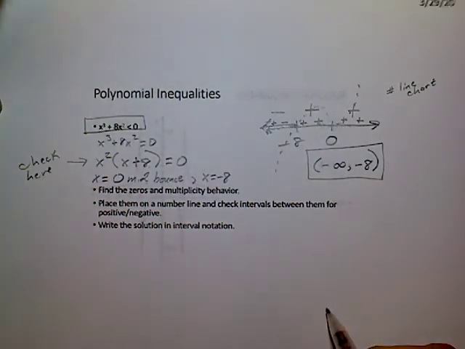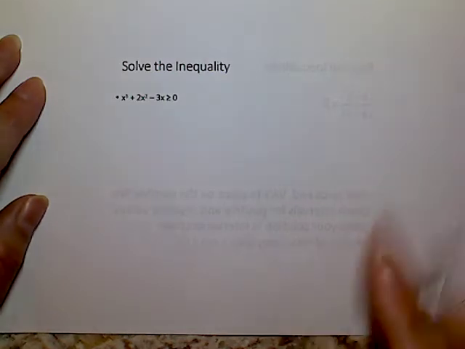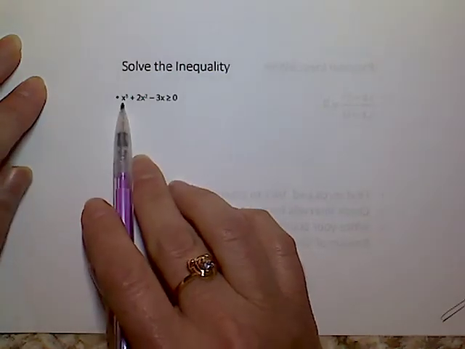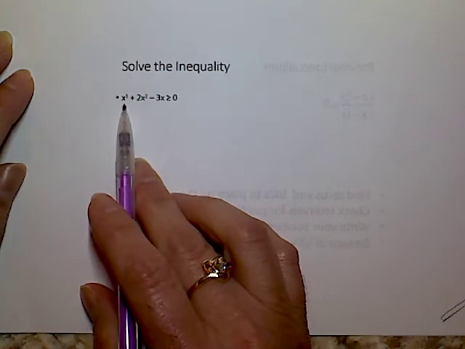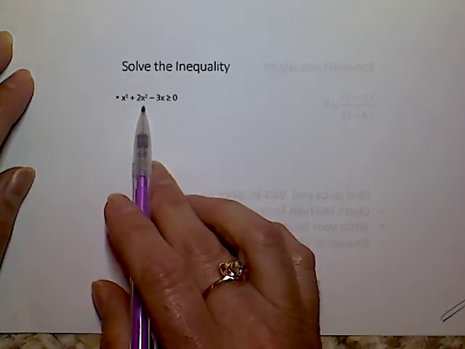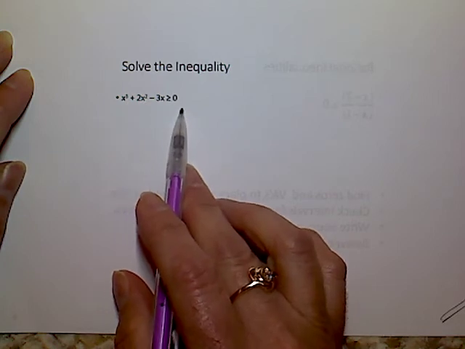You can pause me at any time. We're going to do that one more time. We're going to solve this inequality. I know that's hard to read. I'm going to have to figure out a good, bigger font size. This is x to the third plus 2x squared minus 3x is greater than or equal to 0.